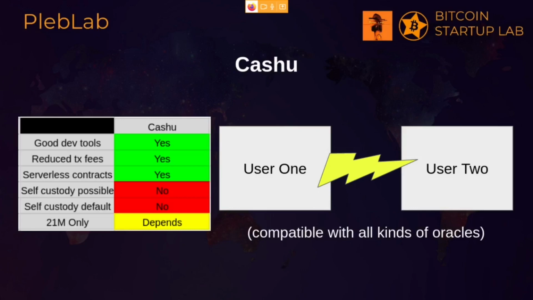And that gives you a whole lot of cool features. Like there's really good developer tools for using Cashew mints. It's a Python application, and it's got a REST API.